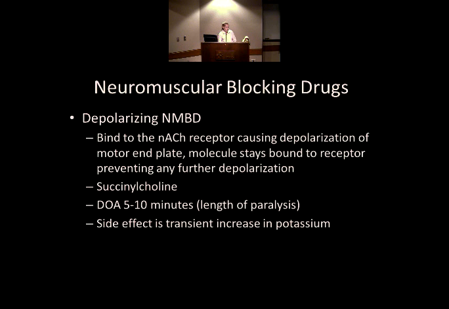So, depolarizing neuromuscular blocking drugs. This is going to be succinylcholine. It binds to the nAChR, the nicotinic acetylcholine receptor. That's the acetylcholine receptor I showed you in the picture that's on the muscle fiber. It causes depolarization of the motor end plate. So it binds to the receptor, causes it to depolarize, so it sends a message down to the muscle fiber. Then it stays bound to the receptor, preventing any more depolarization, so preventing any more signals for the muscle to move.